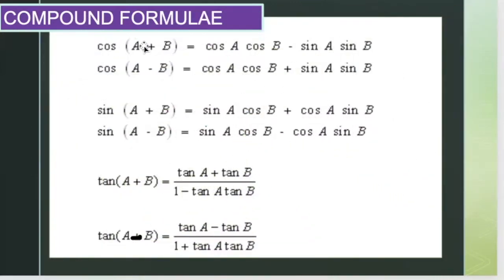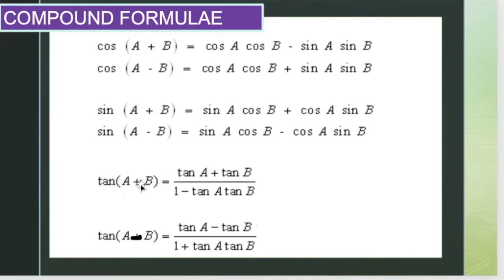We have cos(A+B) is equal to cos A cos B minus sin A sin B, where A and B represent angles. Cos(A−B) is cos A cos B plus sin A sin B. Sin(A+B) is equal to sin A cos B plus cos A sin B. Sin(A−B) is equal to sin A cos B minus cos A sin B.